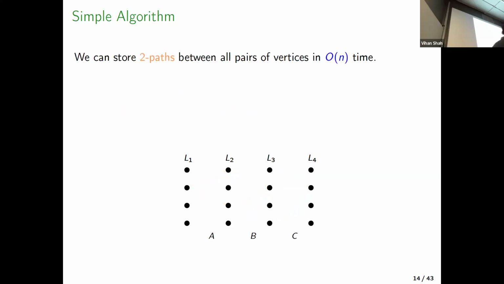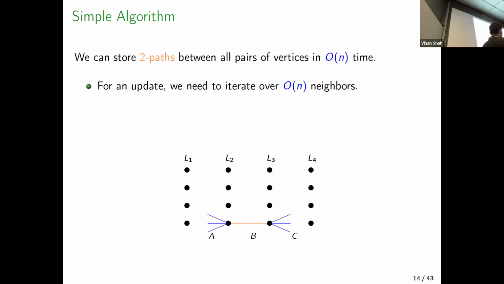And why can we store these 2 paths? Because if there is an update here, then I can just iterate over all my neighbors in L1 and update the number of 2 paths between this guy and those guys in L1. I can just increment the paths by 1, right? Because all the new 2 paths are only through this edge. So either they look like that or they look like that. Right? So I can store the number of 2 paths between L1 and L3. I can also store the number of 2 paths between L2 and L3 in order n. Does this make sense?